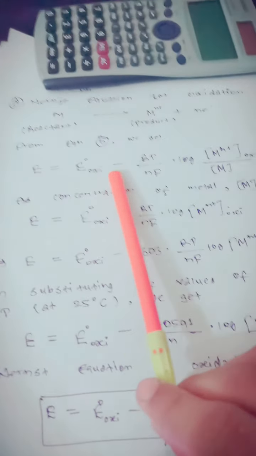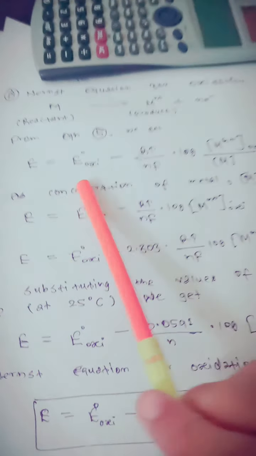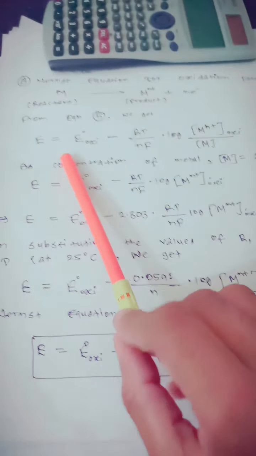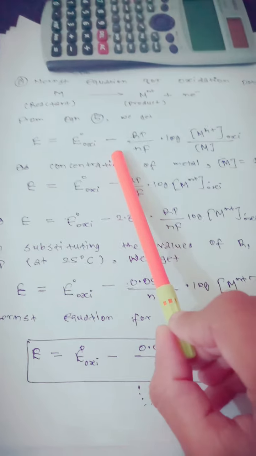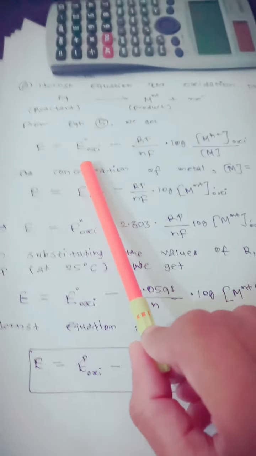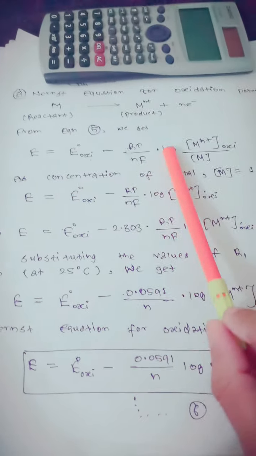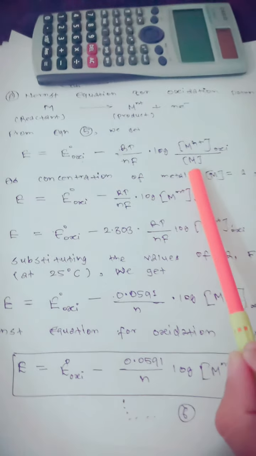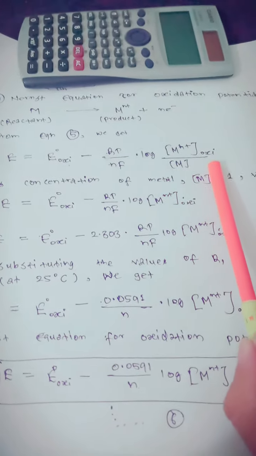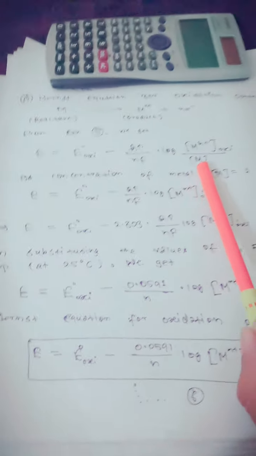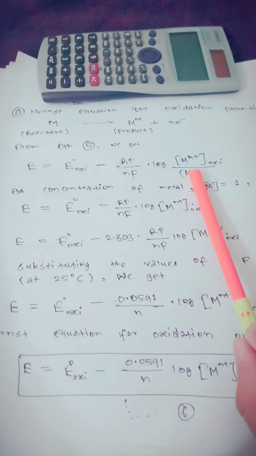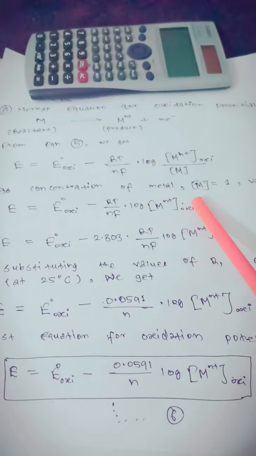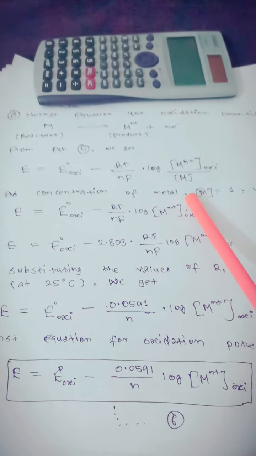So from equation 5, I am continuing. E is equal to E naught oxidation minus RT by nF into log of M^n+ by M, simply M. The above equation is for oxidation. The upper numerator value is my product, and the capital M below is my reactant.